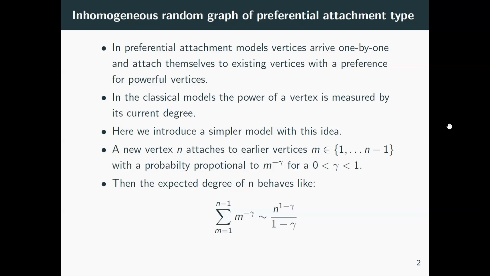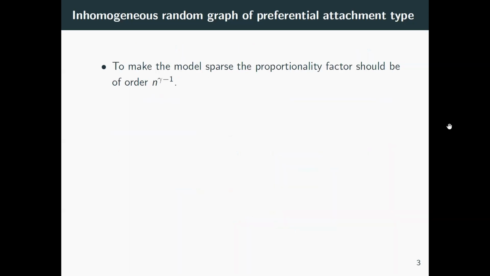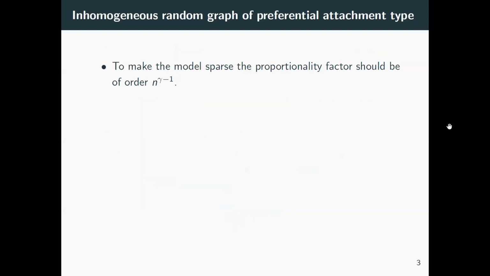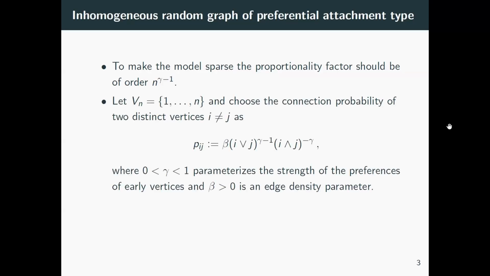One more part I have to do in this model: we're usually only interested in sparse random graph models, meaning we don't have too many edges in the graph. To make this model sparse, we have to choose the proportionality factor in the probability I just gave you to be of order n to the gamma minus 1. So we have to divide by what we just got here. Then this random graph model will be sparse as well. And all of this together gives us the formal definition now.